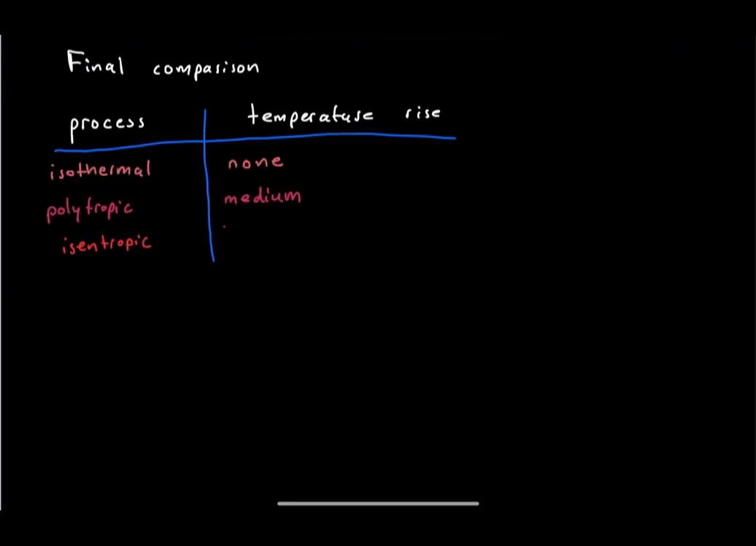Now compare the results. The less heat leaves the gas during compression, the hotter the gas becomes, and the polytropic exponent tells us exactly how strong that temperature rise is.